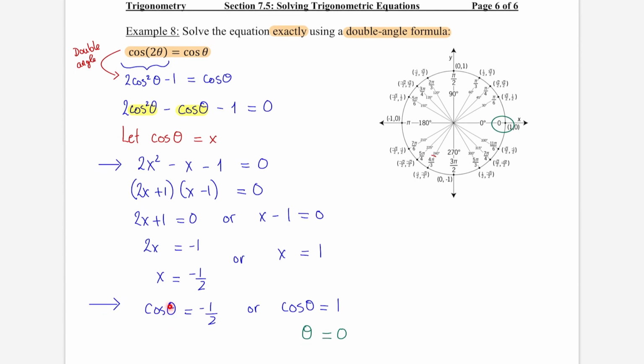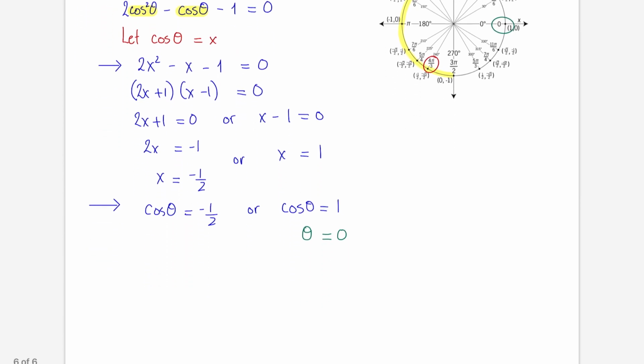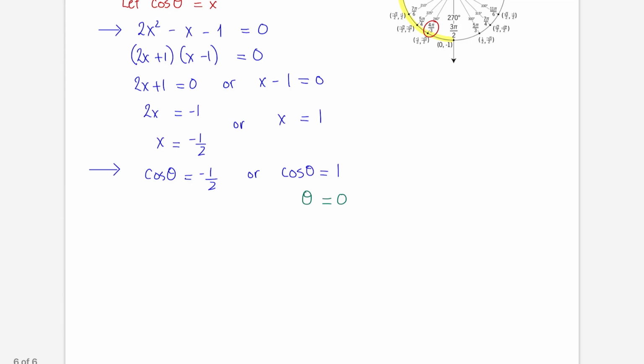Cosine of theta equals negative 1/2. Cosine of theta is negative. That means theta is in the second and the third quadrant. At the angle 2 pi over 3, cosine is negative 1/2. And also at the angle 4 pi over 3. So theta is 2 pi over 3 and theta is also 4 pi over 3.